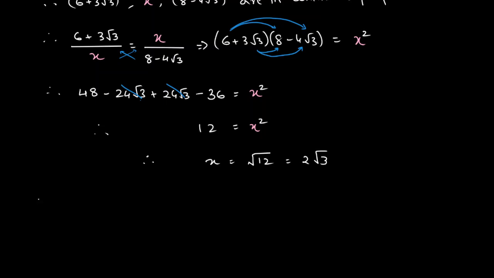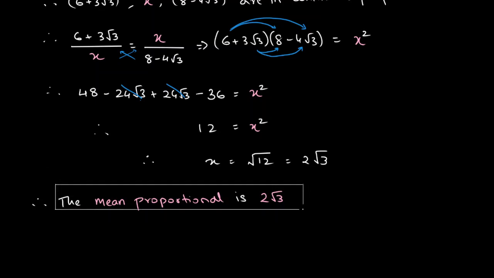Okay, so therefore my final answer, the mean proportional, is what we wanted to find, which is the value of x. The mean proportional is 2 root 3. This here is our final answer, which we will put inside a rectangle.